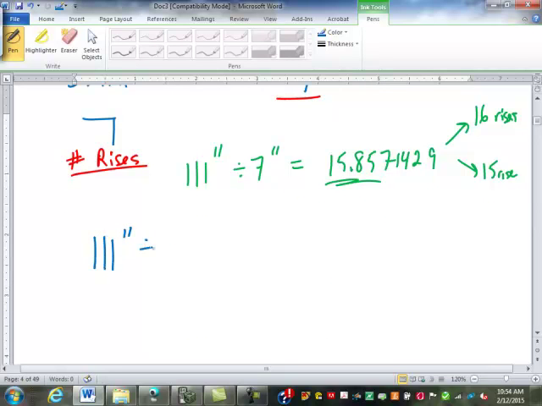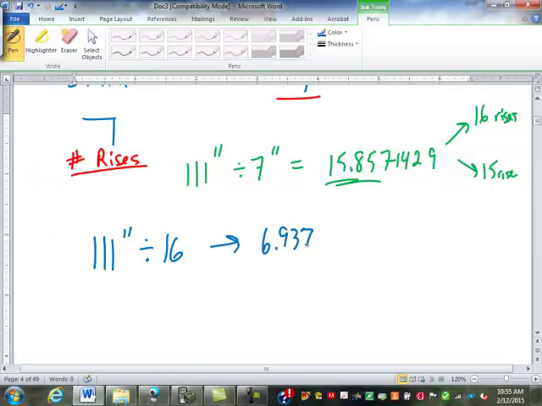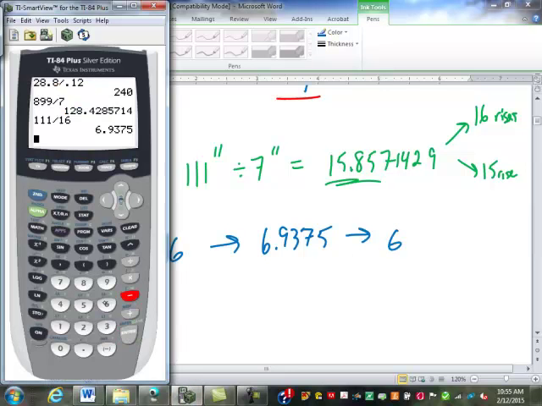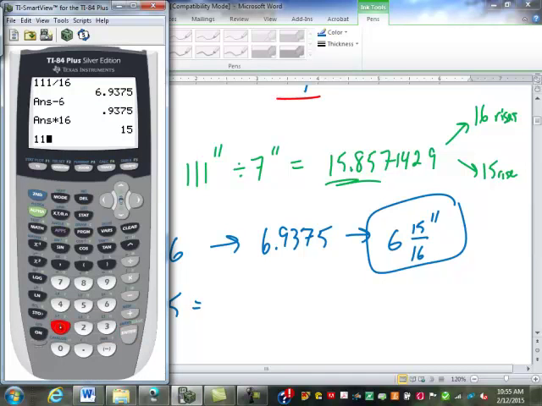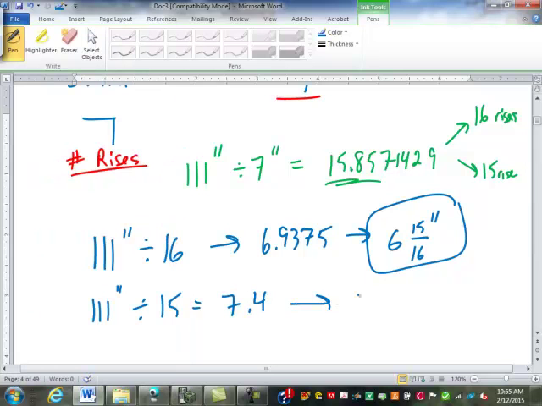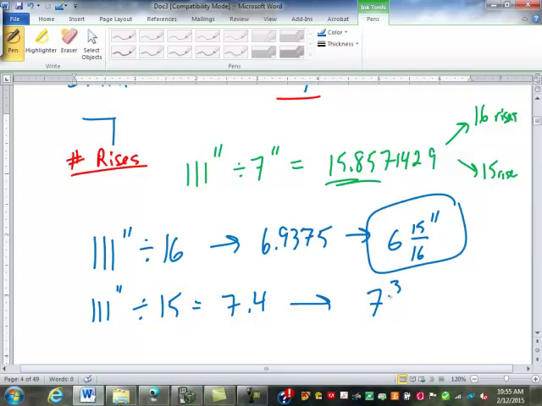I take 111 inches divided by 16. Let's just test that out to see what we get. 6.9375. Which, of course, is 6 and, we're going to subtract the 6, times 16 should be 15 sixteenths. That's not a bad riser height, 6 and 15 sixteenths, just a 16th under 7 inches. Let's try to do 15 rises and see what that comes out to be. 111 divided by 15 is what? 7.4. So that's 7. We're going to take that 0.4 times 16 is 6.4. So 7 3/8 inches. That wouldn't be a bad riser height either.